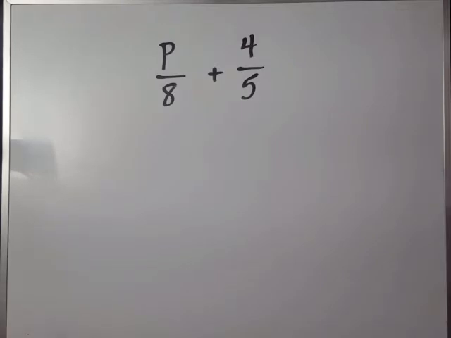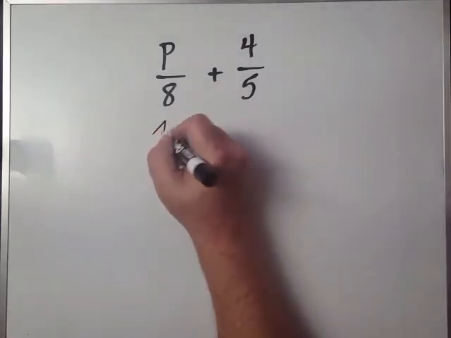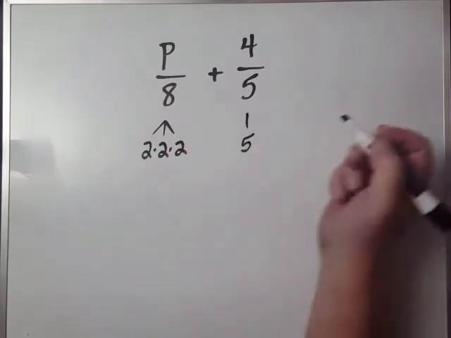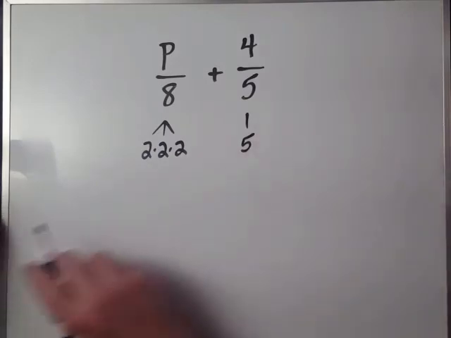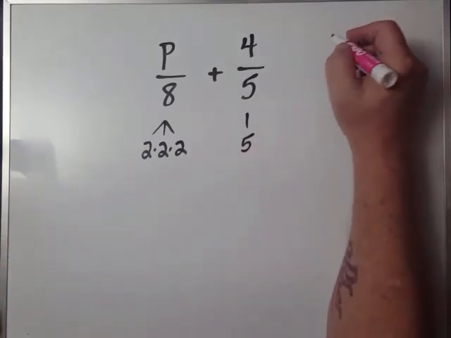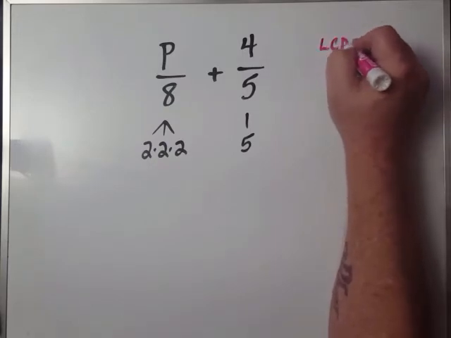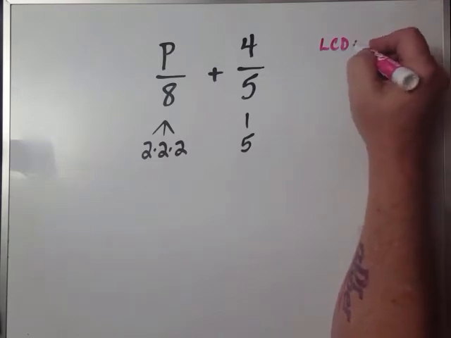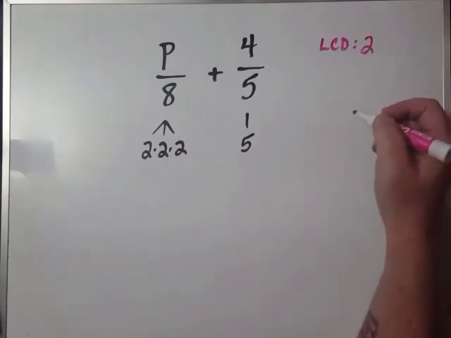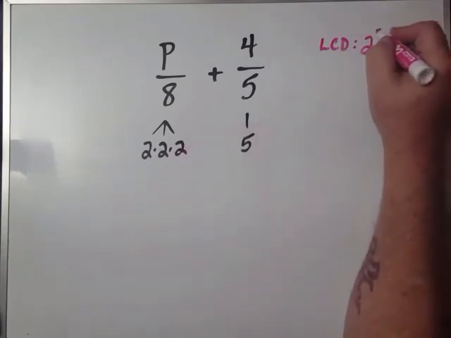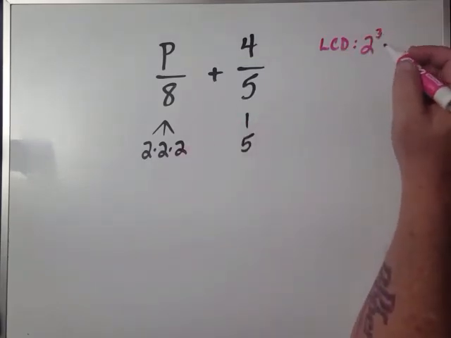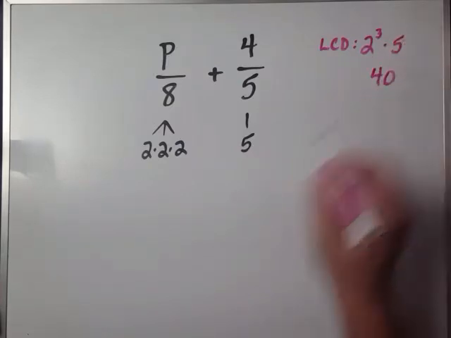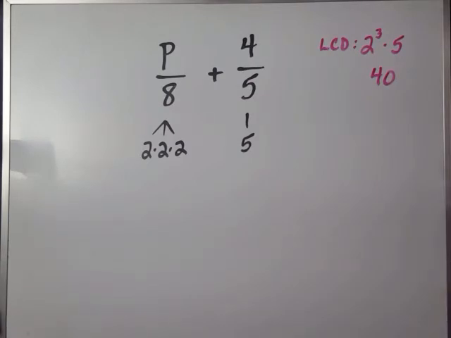Now if I want to, I can do this by factoring. 8 ends up factoring into 2 times 2 times 2, and 5 is prime, so it's just 5. So my least common denominator, take each different factor you see, the most number of times it appears in any one denominator. Well, I see factors of 2, and at most, the 2 appears 3 times. I could write 2 cubed. I also see a factor of 5. My least common denominator here is 40.